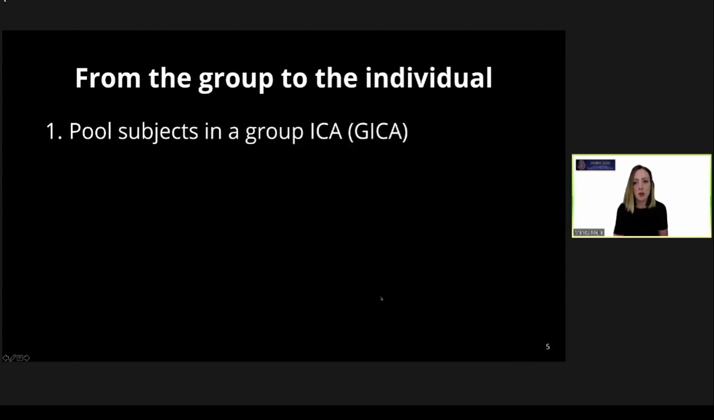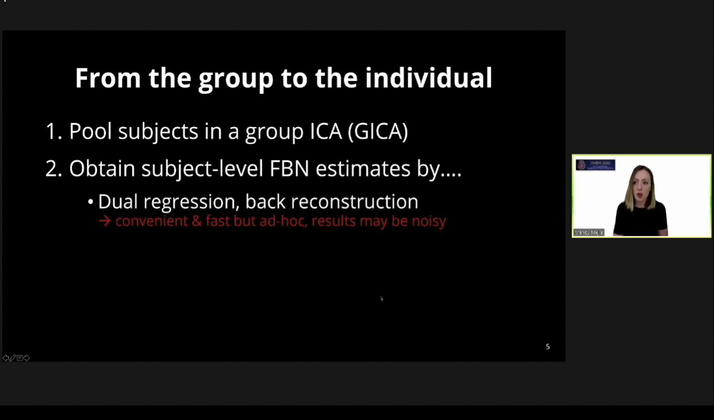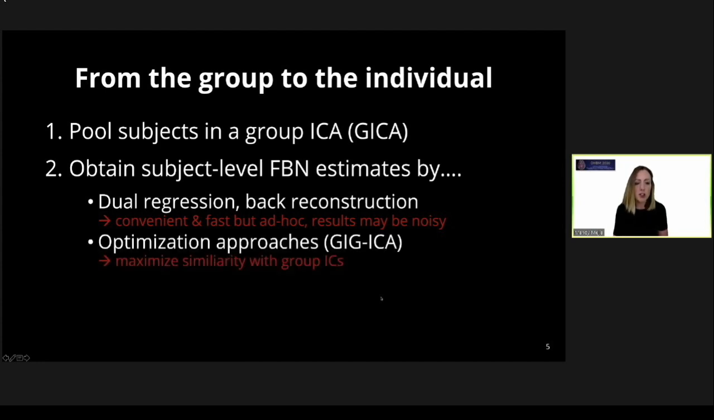We first pool subjects in a group ICA, and then we have a number of options to obtain subject level brain network estimates from those group ICs. We could use dual regression or back reconstruction. These are convenient and fast, but ad hoc approaches, and they may produce noisier results. We could also use existing optimization-based approaches like group information guided ICA. These seek to maximize similarity between subject and group ICs and therefore provide a matching.